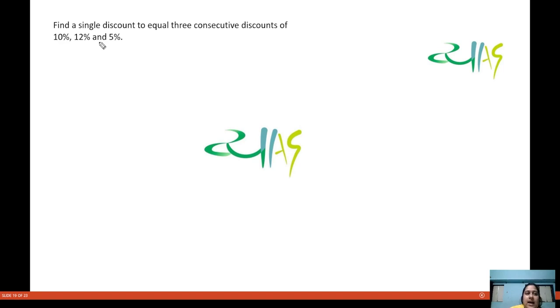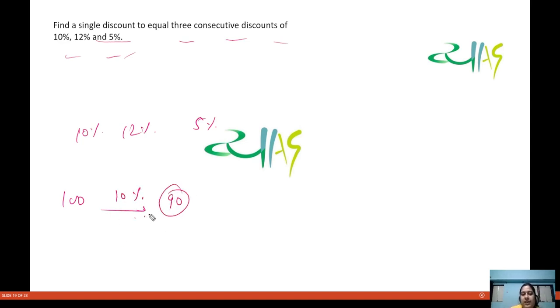Guys, look at this. It is asking find a single discount equal to three consecutive discounts of 10%, 12%, and 5%. Let's start from 100. So on 100 we do a 10% discount, we get 90. So minus 10 here. Then we give a 12% discount. So 10% of this is 9.